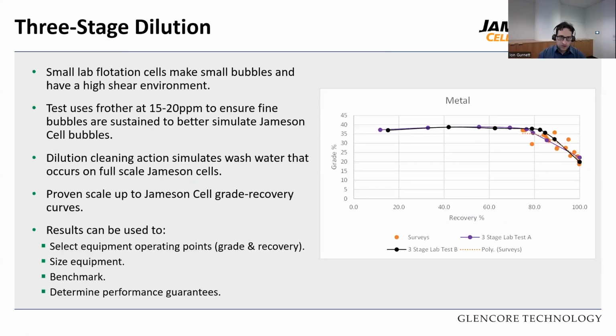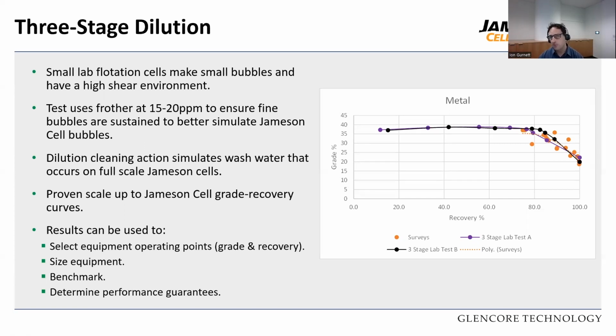The 3-stage dilution uses the small lab cells that make small bubbles and have high shear environments, which reflect the shearing effect within the downcomer. Things you have to be aware of is you use frother at about 15 to 20 ppm, which is that triple C point, to ensure that the fine bubbles are sustained and simulates what you see in a Jameson cell. The dilution cleaning simulates the wash water and that entrainment reduction, which I've touched on, and it does have proven scale up to the full-scale Jameson cells.